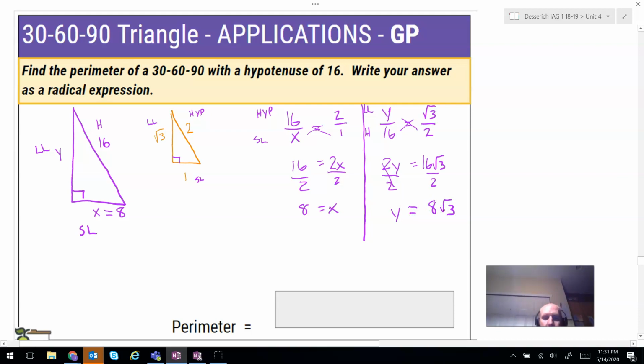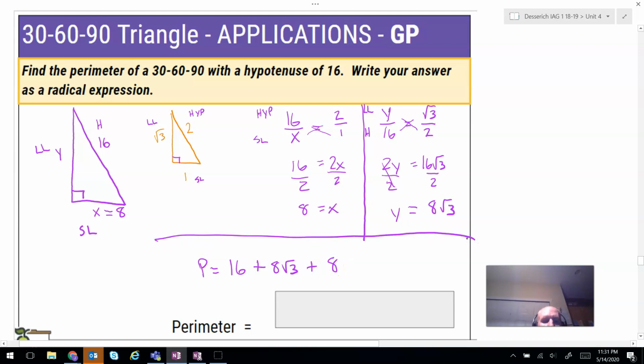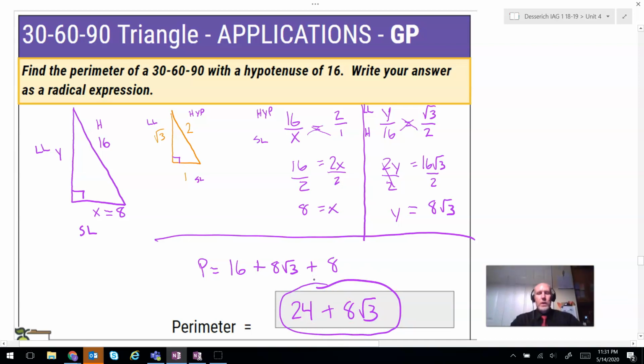All right, so now for our perimeter, we need to add all three sides. So the perimeter will equal the 16, which was the hypotenuse we were given, plus the long leg, which we found out was 8 square root of 3, plus the short leg, which we found out was just 8. If you remember right, we can combine the 8 and the 16 for a 24, but the 8 square root of 3 has to stay separate. And so that is our perimeter of this triangle using our 30, 60, 90 properties.